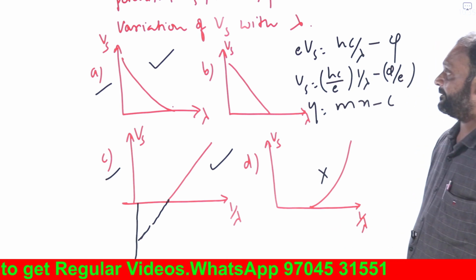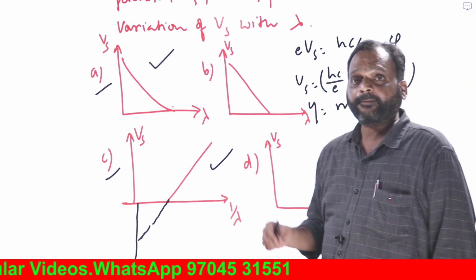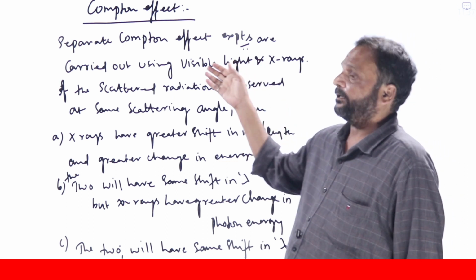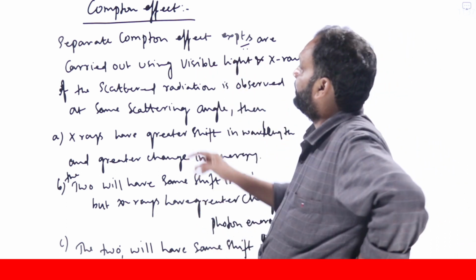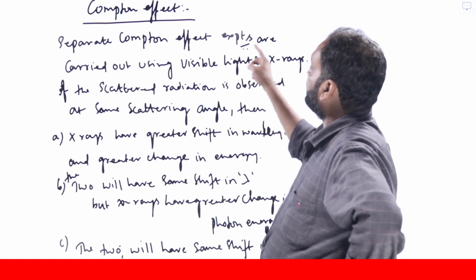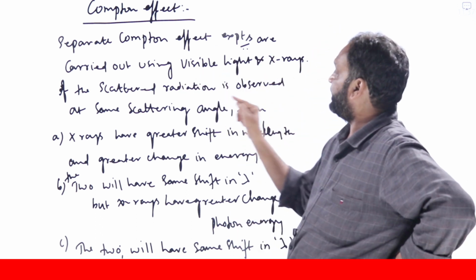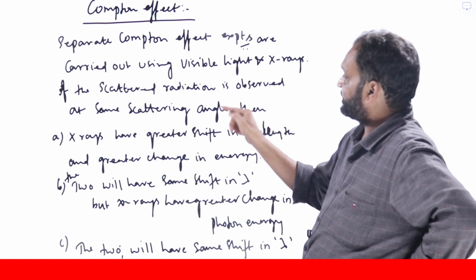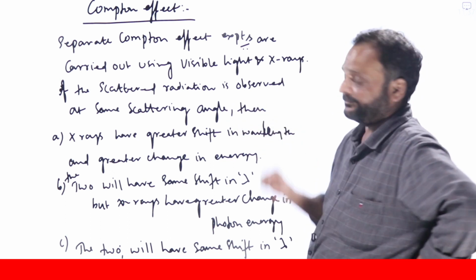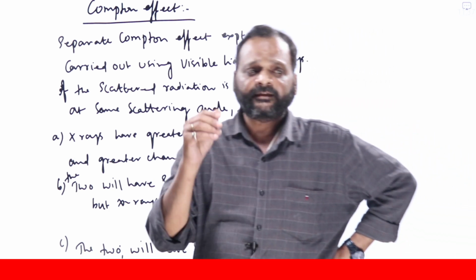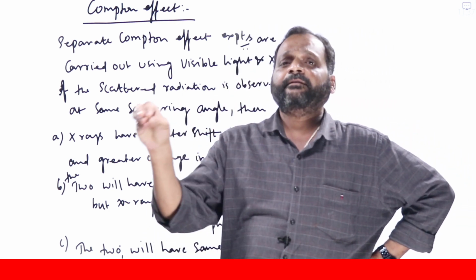Now we'll see some problems in Compton effect. This is a problem in Compton effect. Separate Compton effect experiments are carried out using visible light and X-rays. If the scattered radiation is observed at the same scattering angle, then see, usually in the theory of Compton effect we have seen Compton effect is mostly done with X-rays.